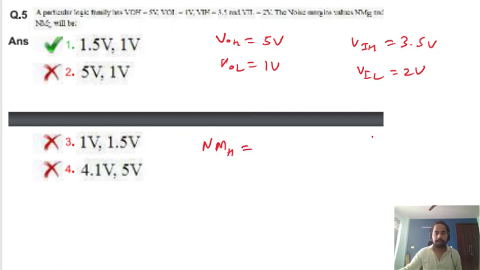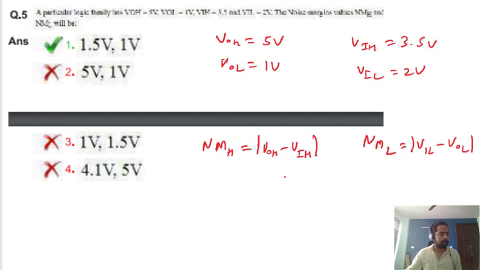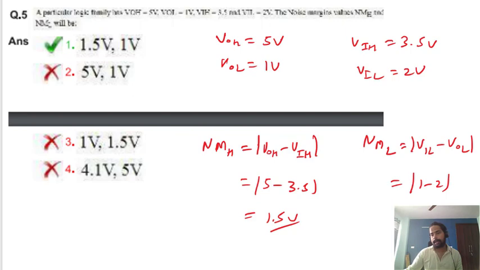NMH, and noise margin for L side. So this will be magnitude of VOH minus VIH, and this will be magnitude of VIL minus VOL. VOH minus VIH is 5 minus 3.5, that is the magnitude. This will be 1.5 volt, and for this, 1 minus 2 is equal to minus 1, magnitude, so this will be 1 volt. So 1.5 volt and 1 volt will be the correct answer for this question.